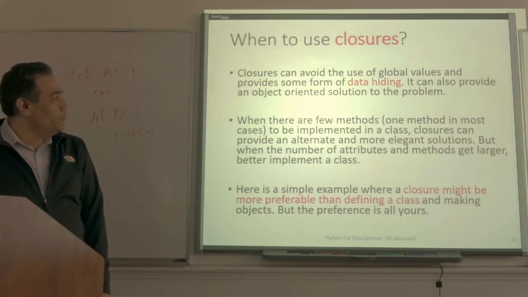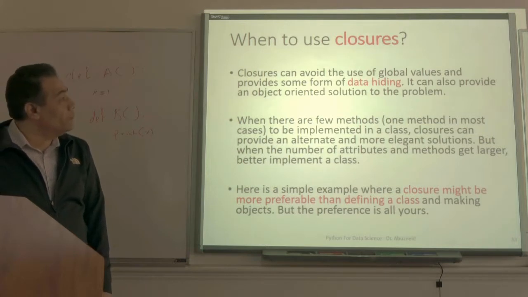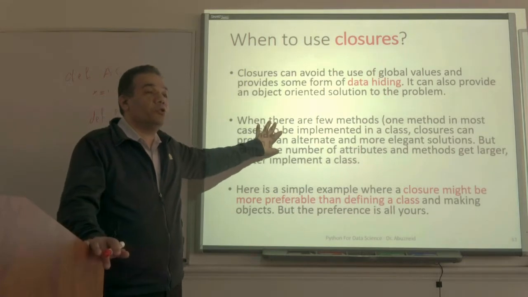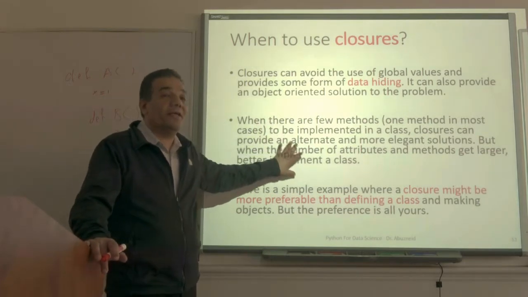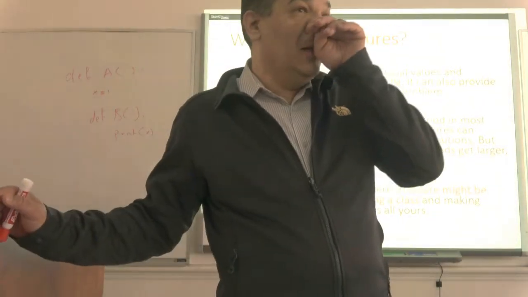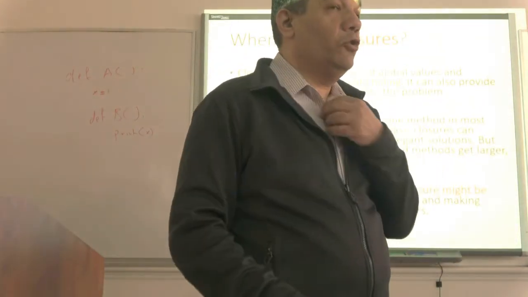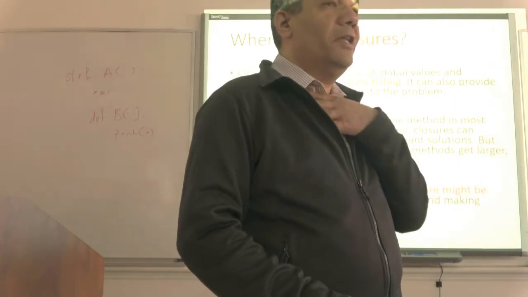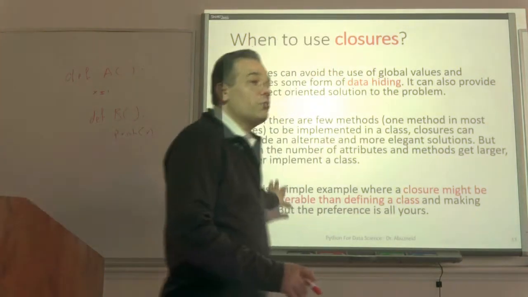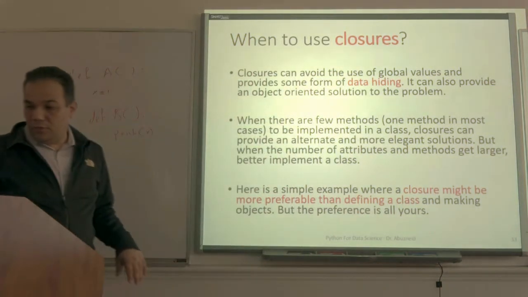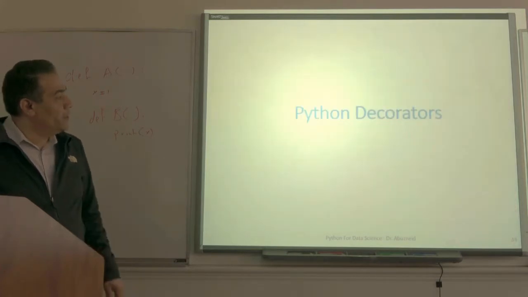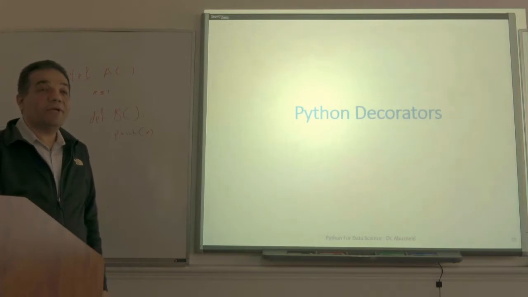When to use a closure? Okay, it's good for data hiding. It could be a substitute for smaller classes. Instead of creating a smaller class, you could create a closure. Myself, I don't prefer to use closures. Whenever I need to create a class, I create a class. But this is a small thing you could use. You could take a look at that, there's no time to cover that. So let's have a break, only 5 minutes.